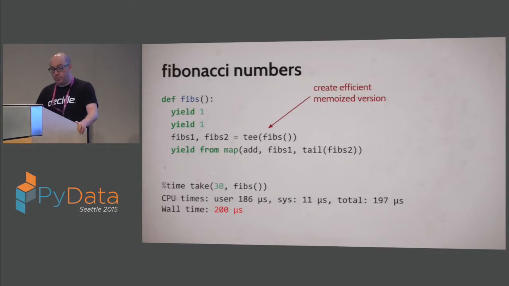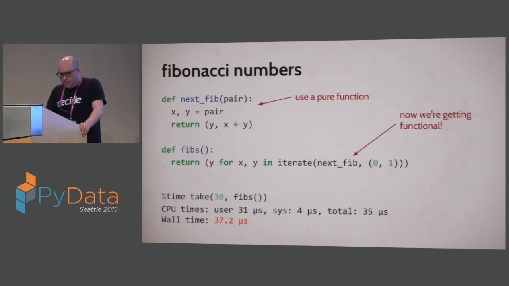So if you do this version, yield 1, and now instead of making 2 recursive calls to fibs, I use tee and assign them to variables. This version is actually very fast. It takes 0.2 seconds. Or no, that's actually much, much less than that. Those are microseconds. But it feels kind of clunky.